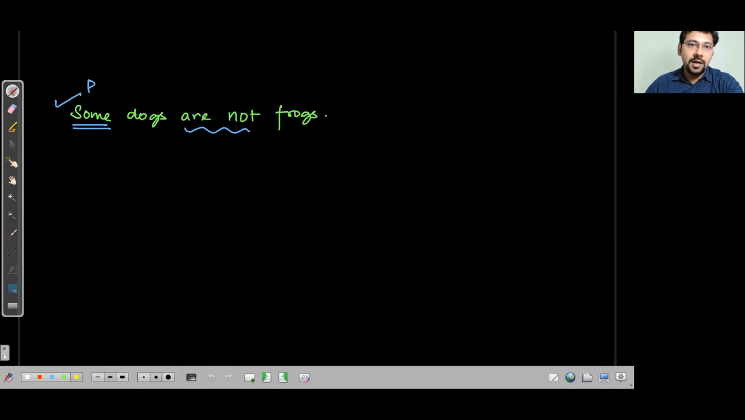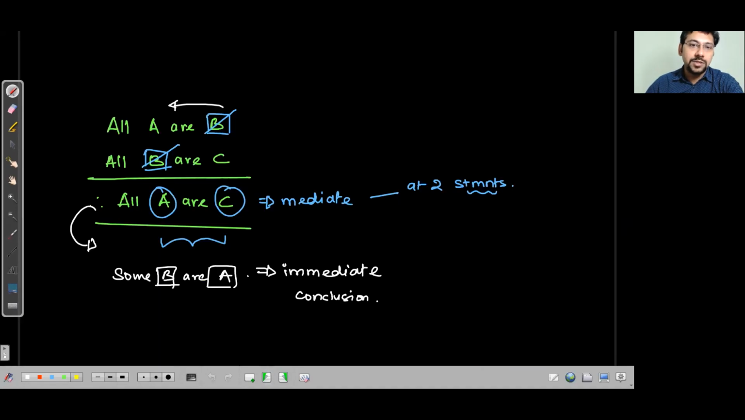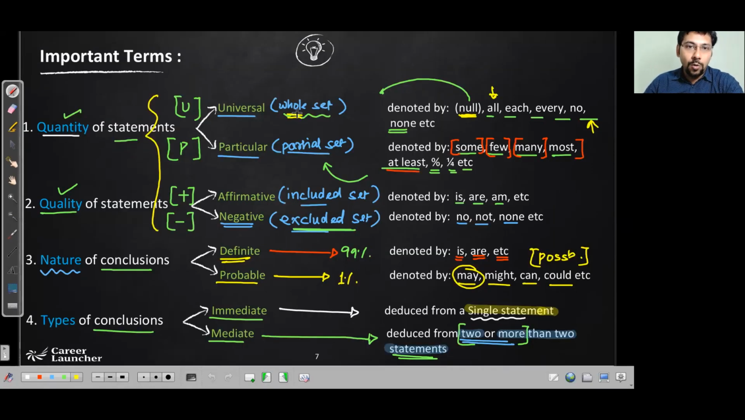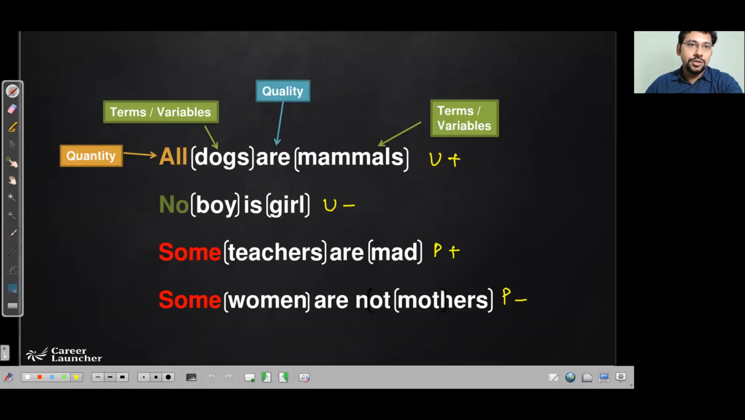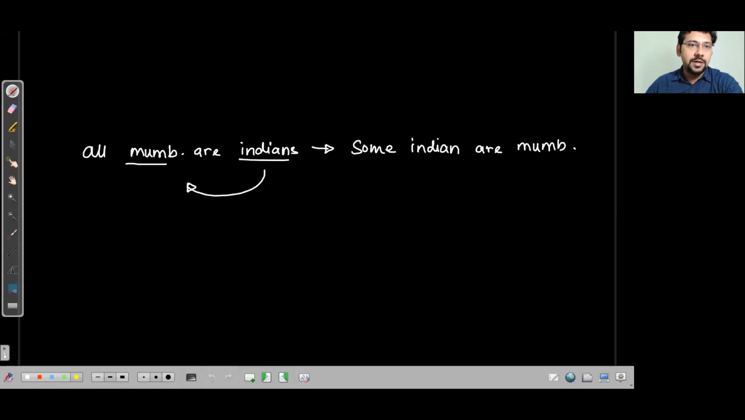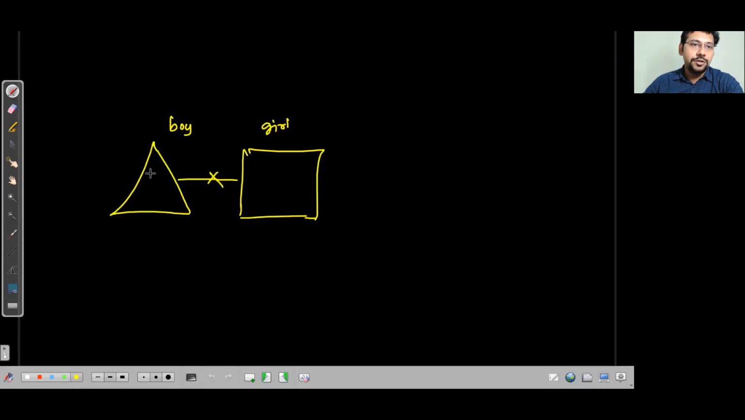Because it represents a whole set being outside. Remember, "no" is a whole set. And how am I saying it's outside? Because it's negative. "No" is a negative representative, and therefore it talks about two excluded sets, two things that are not going to join each other. So "no boy is girl" is basically two sets which are not going to intersect.